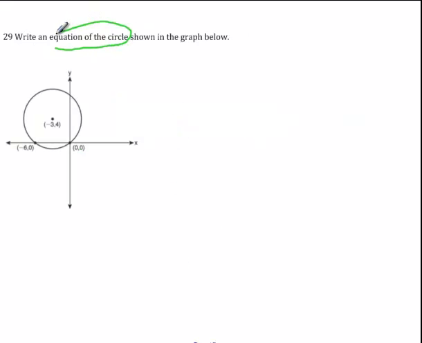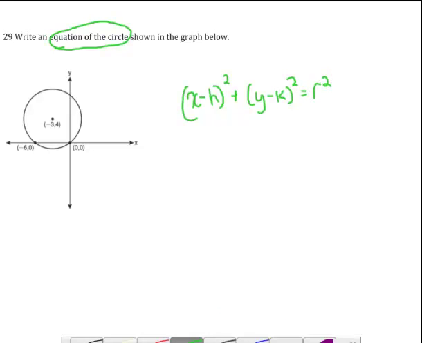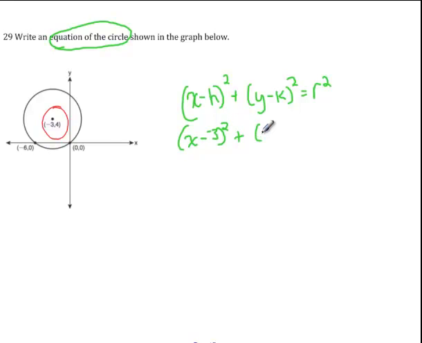Write an equation of a circle. Automatically, we should know the general formula for a circle: x minus h squared, which represents the x value of the center, plus y minus k squared, which represents the y value of the center, equals r squared. Well, to find that part is easy, because here's my center. So I know it is x minus a negative 3 squared plus y minus 4 squared. I just put in negative 3 and 4. Clean this up. We get x plus 3 squared plus y minus 4 squared.